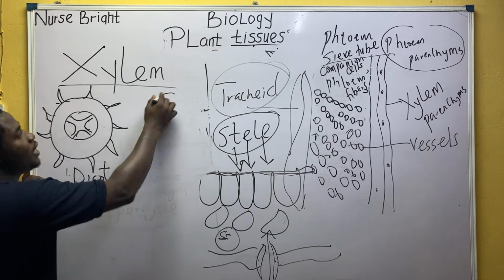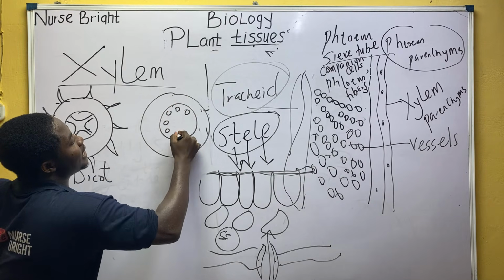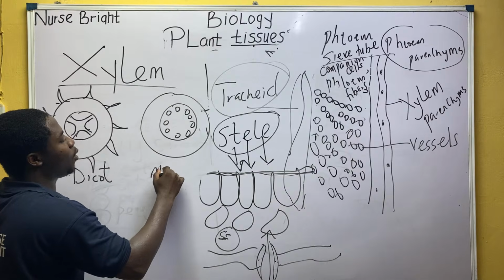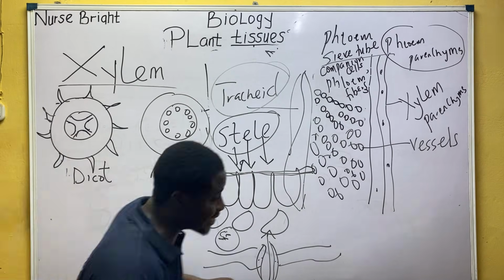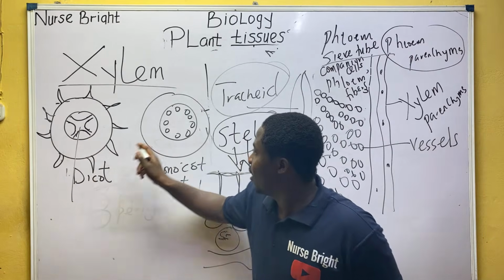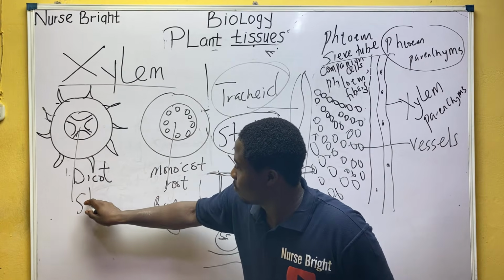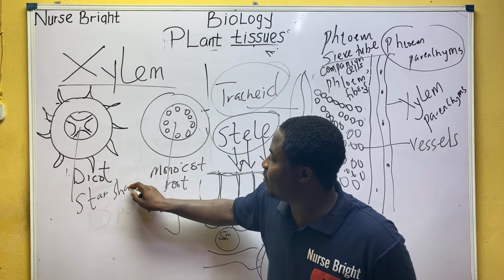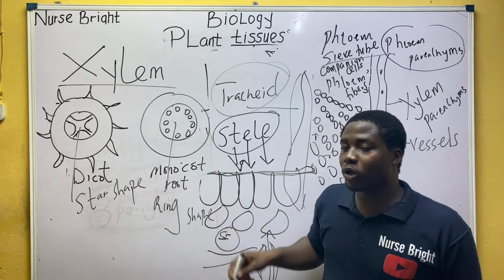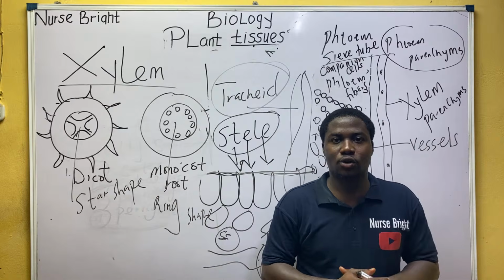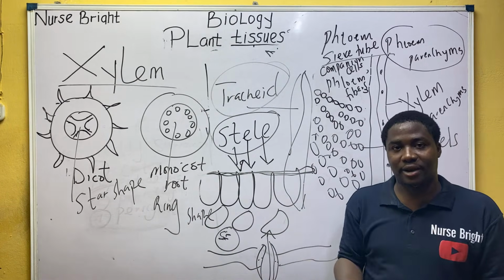Do you understand? But if all these are arranged like a ring, you are a monocot root. Class, star, ring. That's one difference between a dicot and a monocot root. Does it make sense for us? All these things are not hard, they are easy. Just practice and you will be perfect.